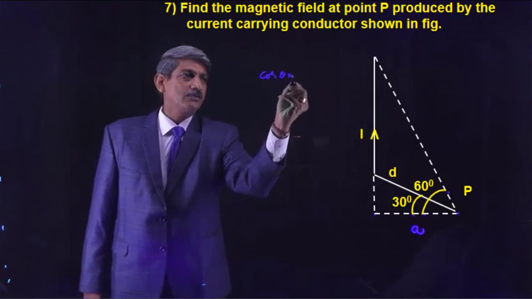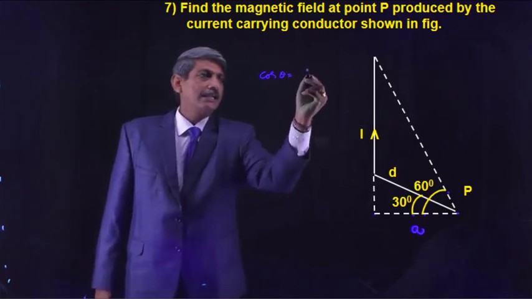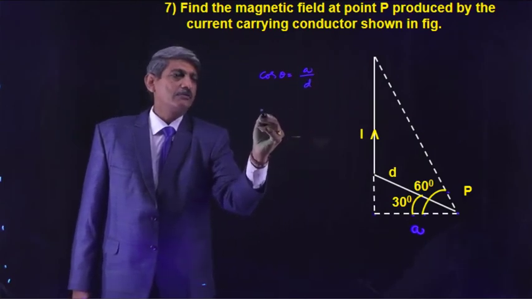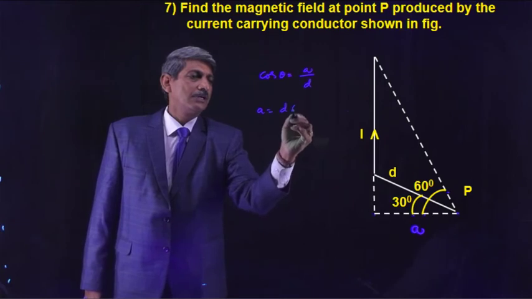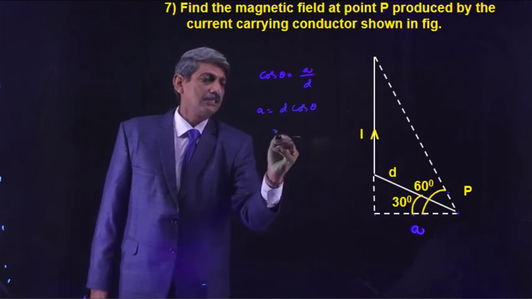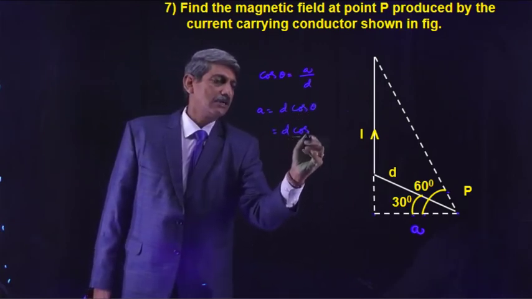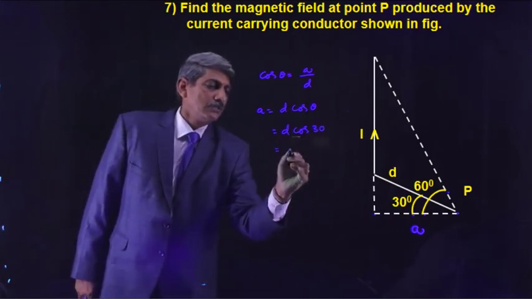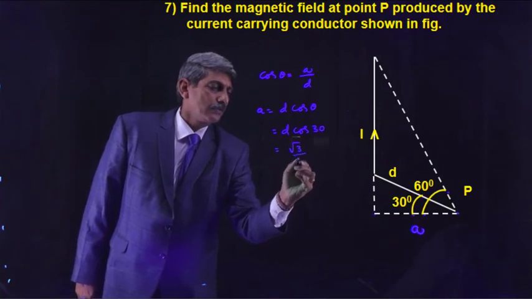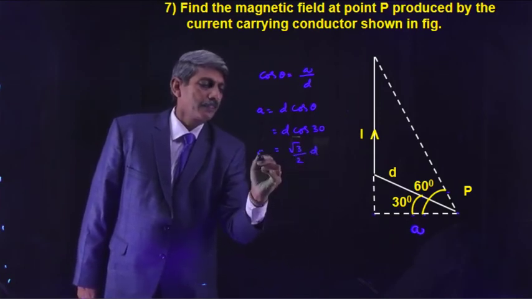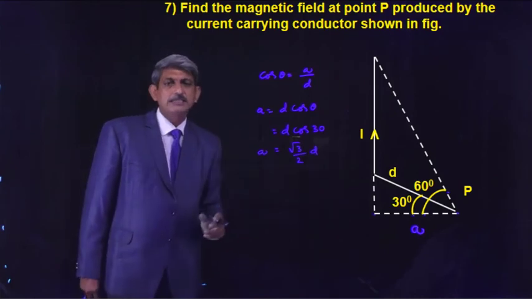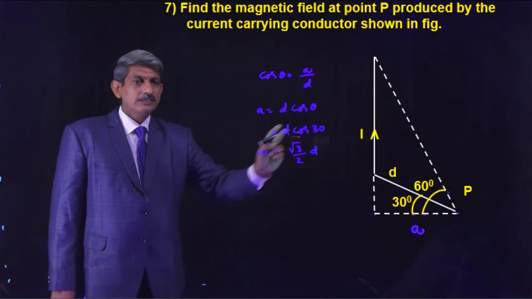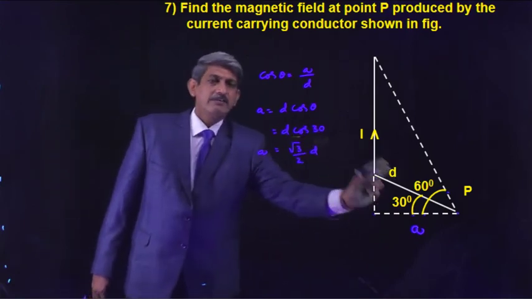Cos theta is equal to adjacent side A divided by hypotenuse D. From this we have A is equal to D cos theta. This is equal to D cos 30, that is equal to root 3 by 2 D. First of all, I calculate the perpendicular distance of the given point from the wire in terms of the given distance D value.